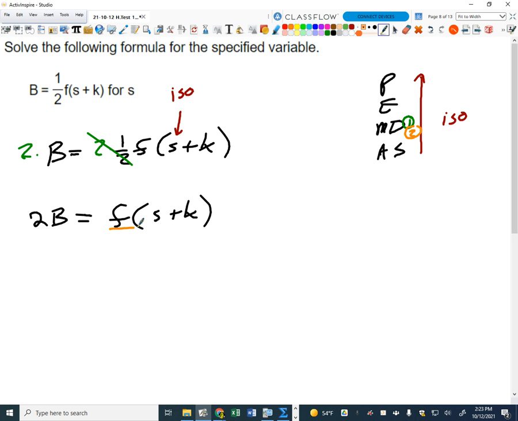Step 2. Divide by f. So I cancel those guys. Now I've got 2b over f equals S plus k. What's the last step to get the S by itself? Subtract k. There we go. So that's the parentheses step, right?